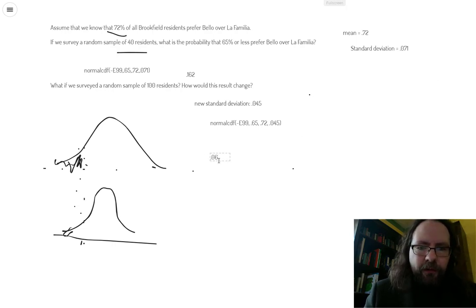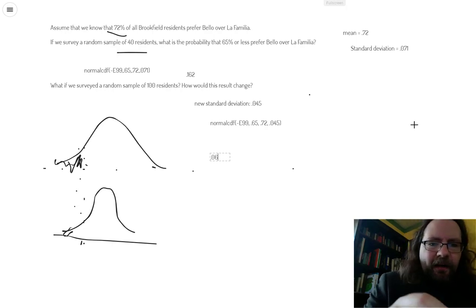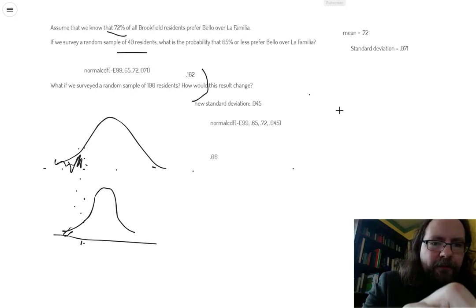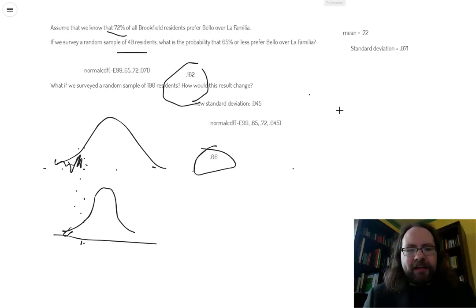So note the change here. By increasing the sample size, the probability we would get 65% or less preferring Bellow went from about 16% to only about 6%. And that should make sense because since we're sampling more people, the proportion that we would get should be closer to the population proportion of 72%. Since 65% or fewer is kind of away from that, I would expect that sampling more people, it'd be less likely that that would occur.